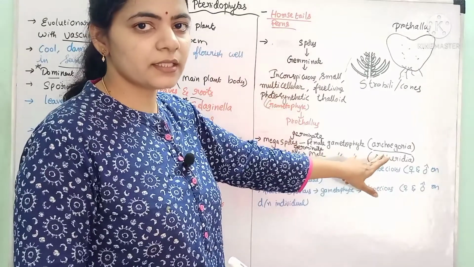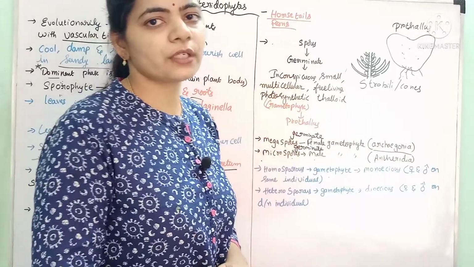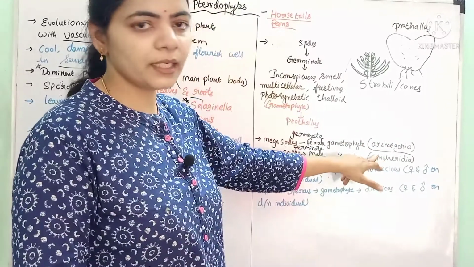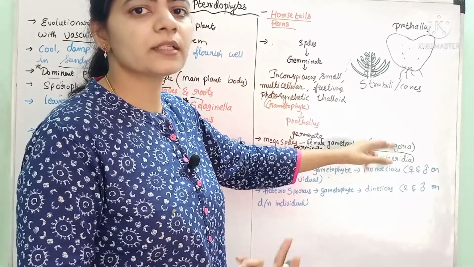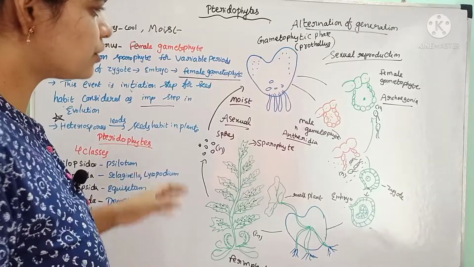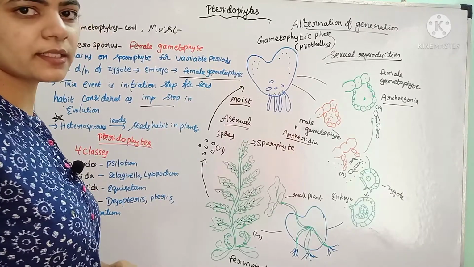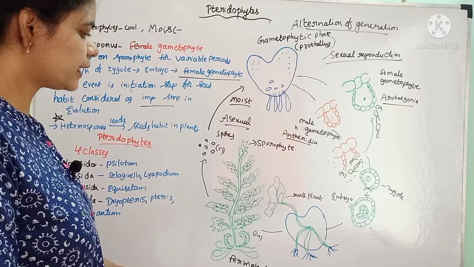archegonia, enter inside and fuse with the egg. Fusion occurs in the archegonia, and then what will happen? The zygote will develop and sexual reproduction takes place. Study how cyclic reproduction occurs, how sexual and asexual reproduction occurs in the pteridophytes.